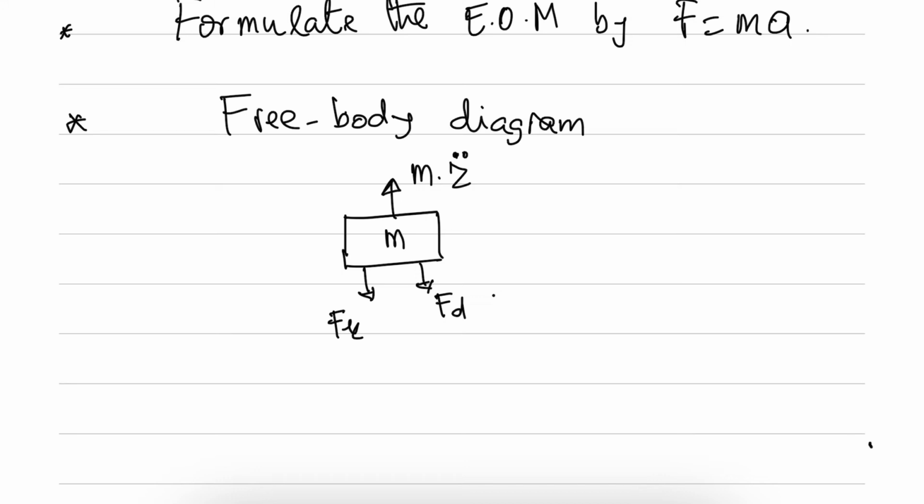The expression of these two forces: Fk, which is the spring force, is equal to the negative spring stiffness times the displacement. In our case, the displacement is z minus r. Fd, which is the dissipative force or damping force, is the negative of c times the velocity.